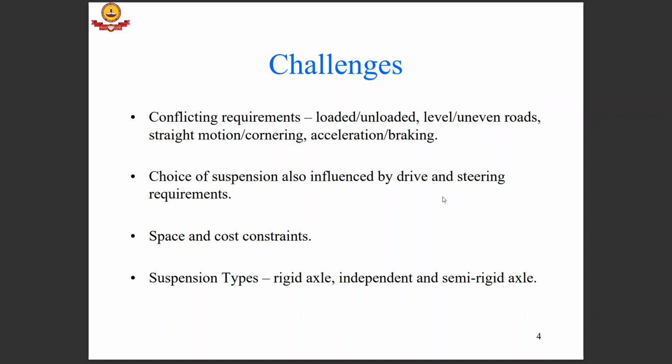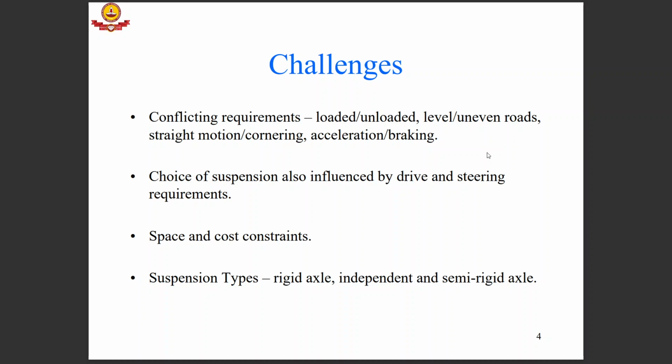So, what are the challenges in suspension? Challenges include conflicting requirements. There is a large variation in loading conditions. For example, if we were to consider trucks, say, then an unloaded truck will be like 5,000 kilograms and a fully loaded truck will be 15,000 kilograms. So there is large variation in operating mass or loading condition of the vehicle. Right, that is one portion of it.